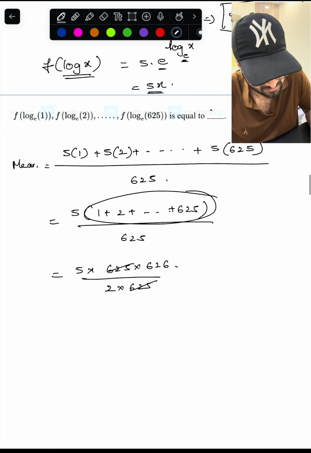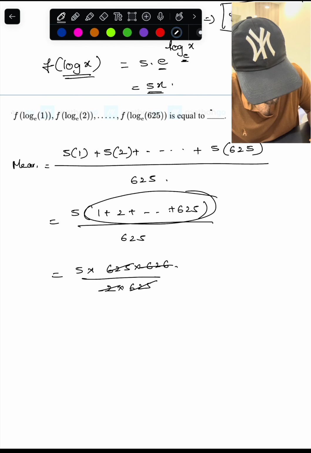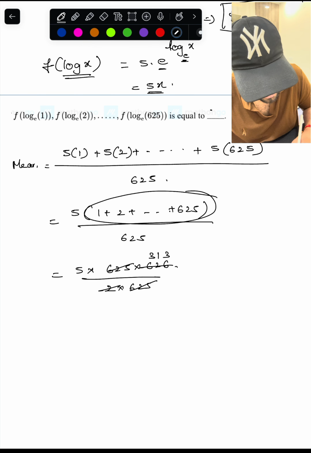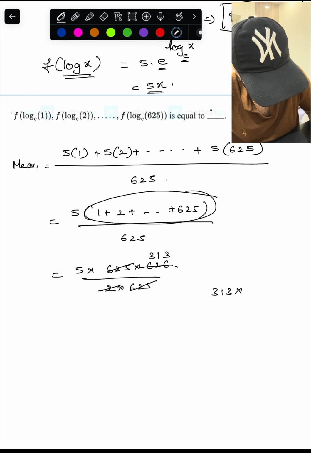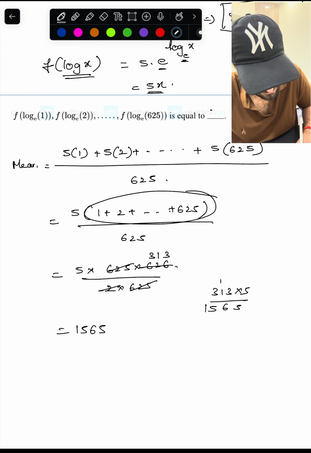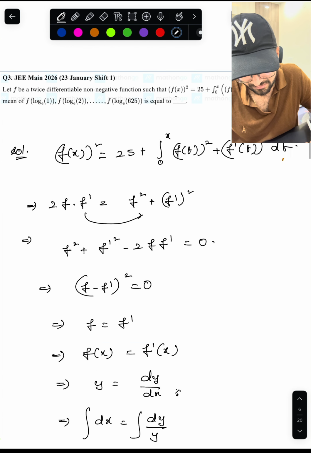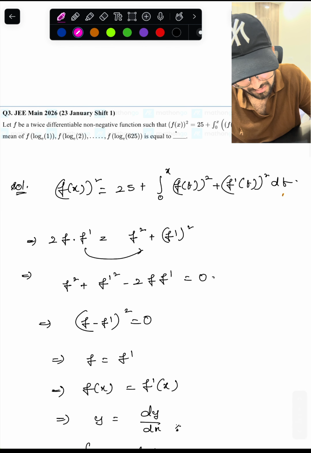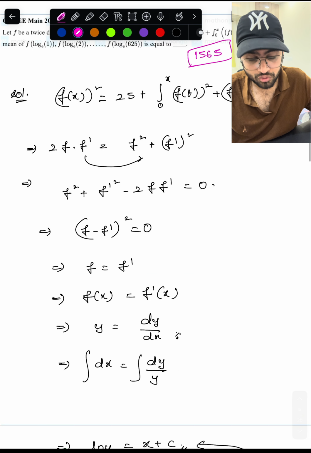This one cancels out, right? And you can cancel this 2, which gives 313. If you multiply with 5, 313 into 5, you get 1565. So 1565 must be our answer. The answer for this is 1565. Done? Yep. So let's move to the next question.